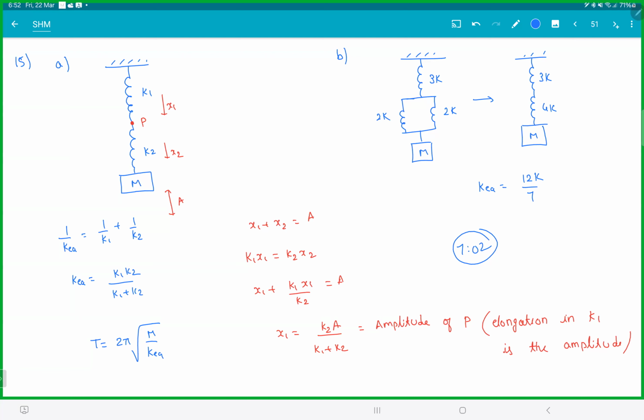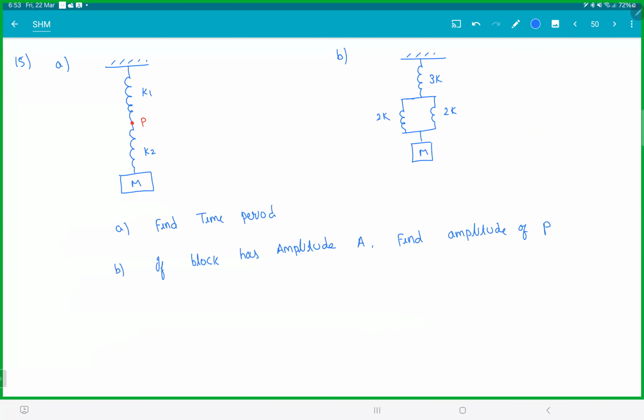What do you want to say? The length of the spring you want? Are you trying to measure the length from the natural length, or are you measuring the amplitude from the mean position? Will the springs initially be at natural length? If in this mean position, will the springs be at natural length? No. Then why do you bother? This might be the natural length, but this is the mean position.